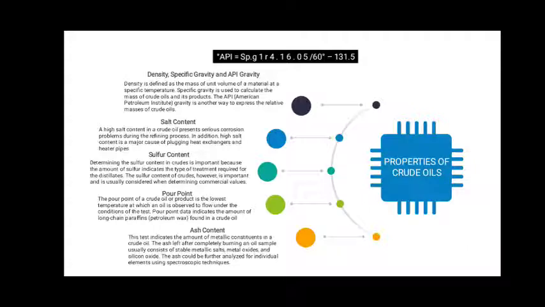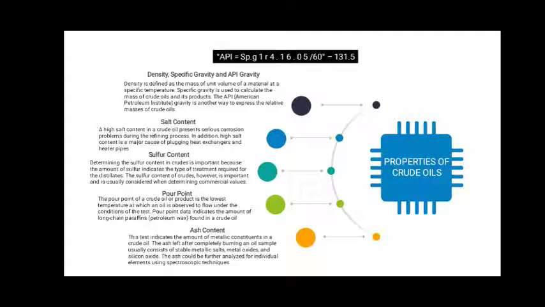The API, or American Petroleum Institute, gravity is another way to express the relative masses of crude oil. The API gravity could be calculated mathematically using the following equation. A low API gravity indicates a heavier crude oil or a petroleum product, while a higher API gravity means a lighter crude or product. And the second is salt content.